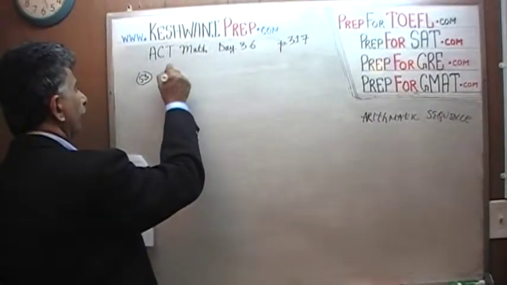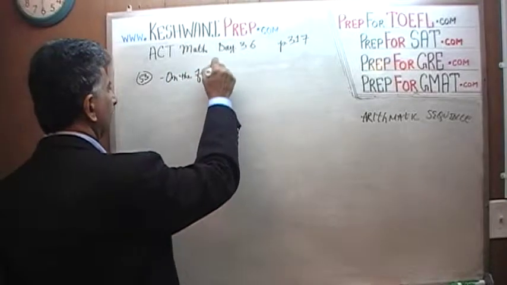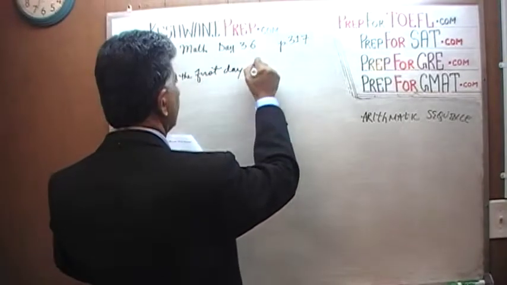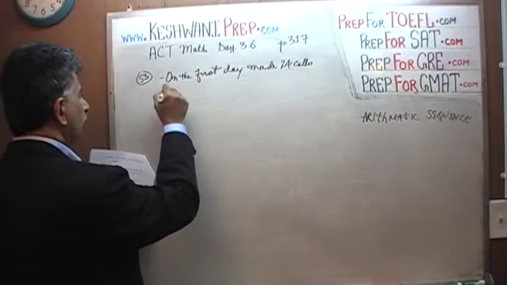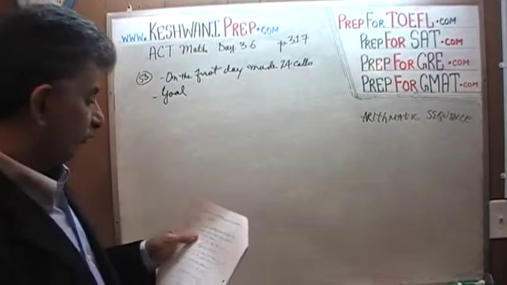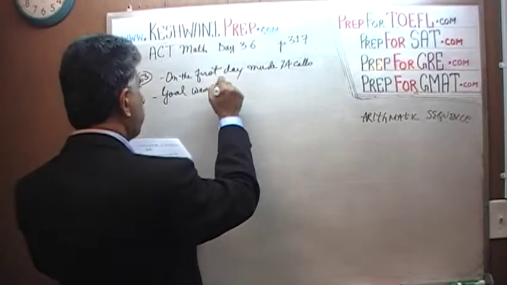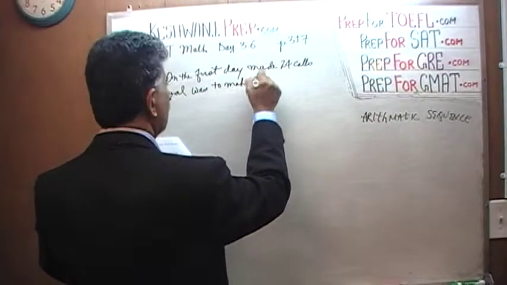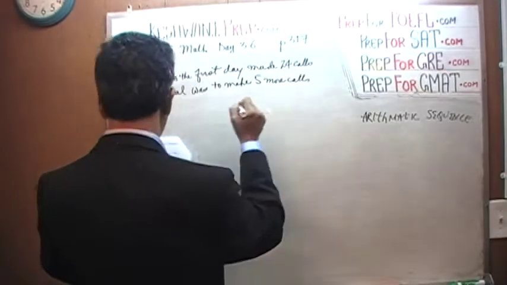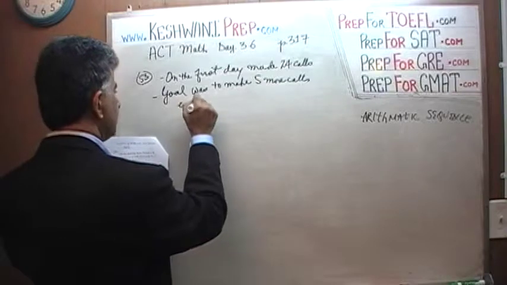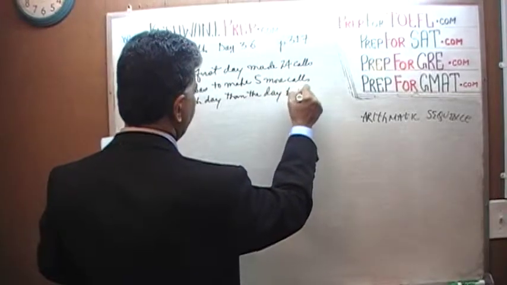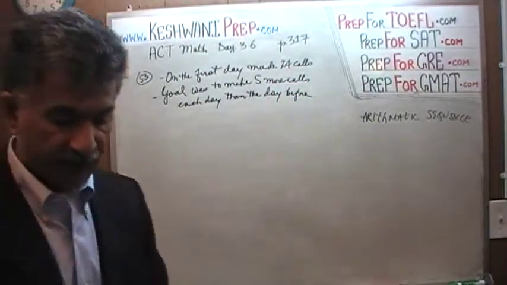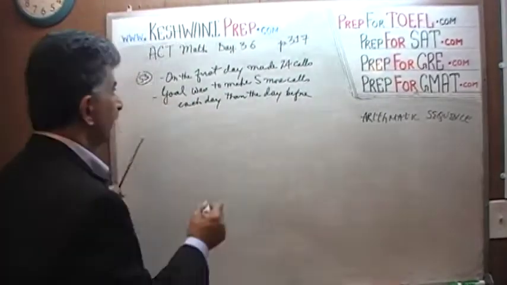We are told that on the first day we made 24 calls. Our goal, we are told, was to make 5 more calls each day than the day before. 5 more calls each day than the day before. And we are told that on the first day we made 24 calls.